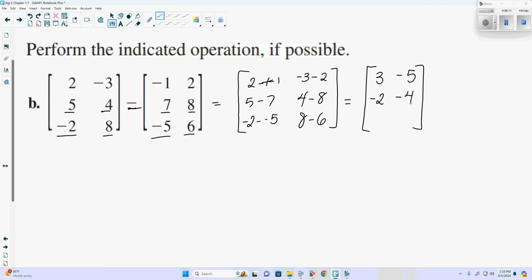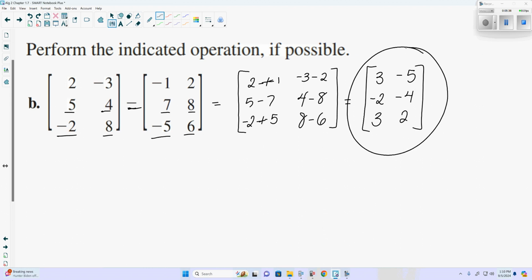4 minus 8 would be negative 4. 2 minus negative 5. Negative and negative make a plus, yes? So negative 2 plus 5 is 3. And lastly, 8 minus 6 is 2. Questions on these here?